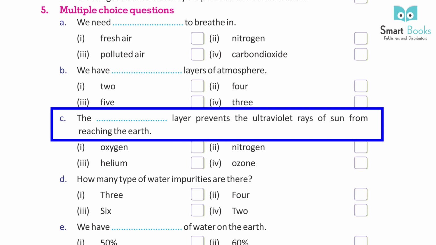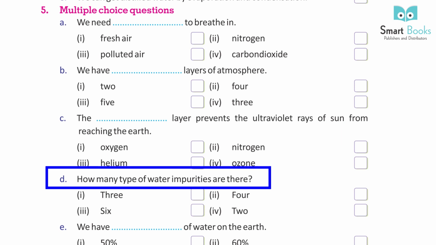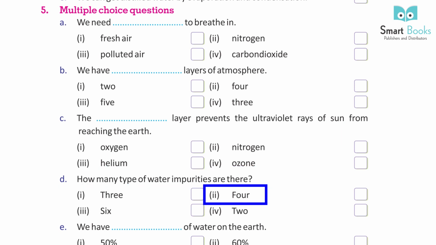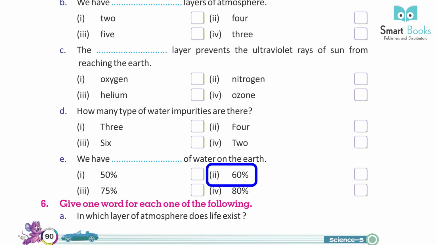C. The dash layer prevents the ultraviolet rays of sun from reaching the earth. 1. Oxygen, 2. Nitrogen, 3. Helium, 4. Ozone. D. How many types of water impurities are there? 1. 3, 2. 4, 3. 6, 4. 2. E. We have dash of water on the earth. 1. 50%, 2. 60%, 3. 75%, 4. 80%.